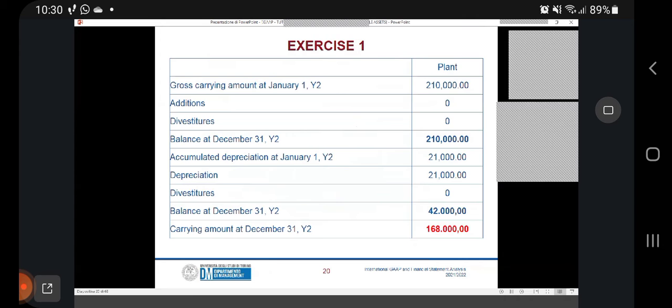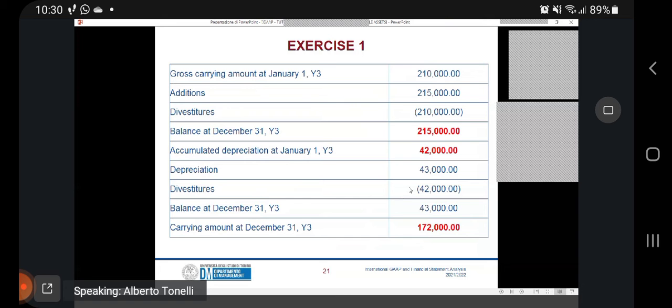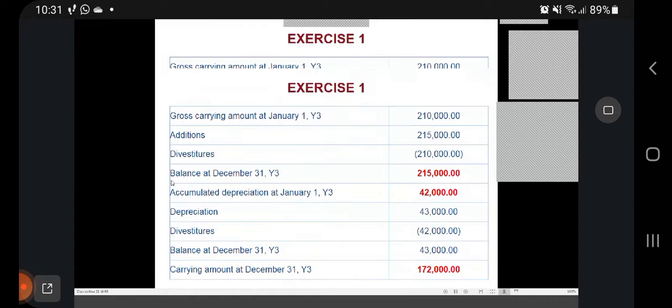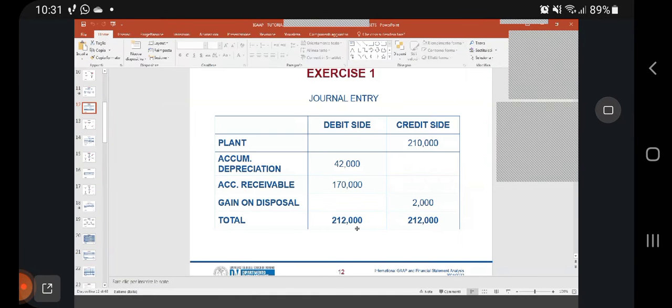But since the company during the 3rd year sold the plant, you reduced the amount of the accumulated depreciation, when considering again this journal entry. Accumulated depreciation, that is 42,000. This is the reason of the reduction.